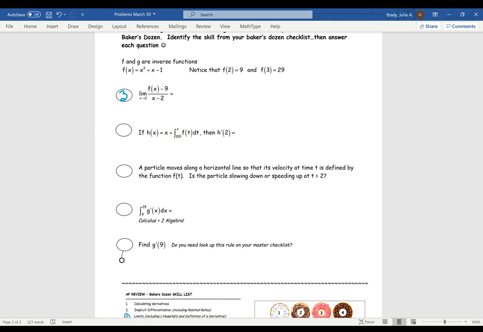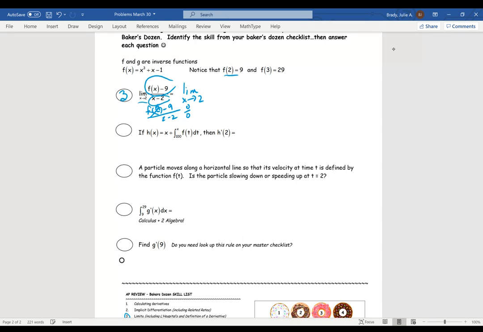Okay, so sometimes you'll use pre-calc skills to check a limit. The new thing we learned was L'Hopital, so let's see if we could use L'Hopital's. The big idea is if you plugged in 2, you would get f of 2 minus 9 over 2 minus 2, but f of 2 is 9, and so you're like, oh, this is 0 over 0, so we can use L'Hopital's rule.